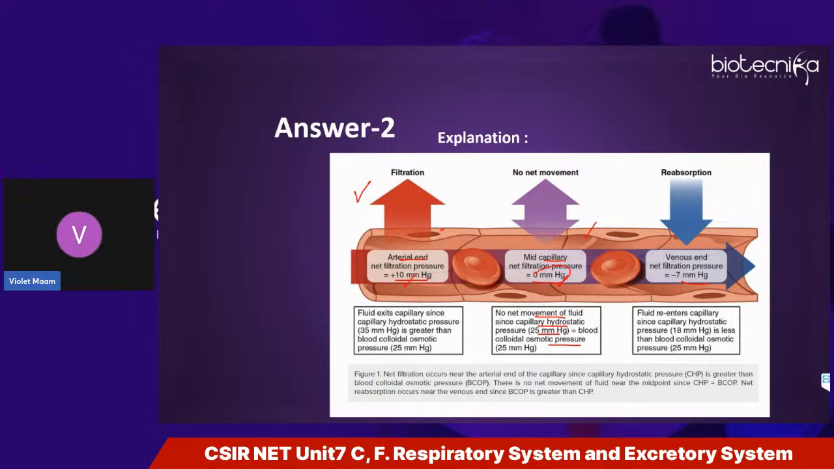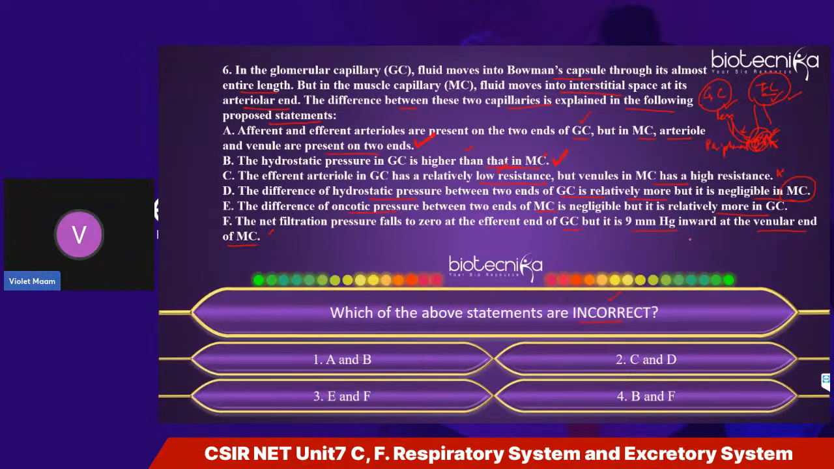So at the arterial end, the net filtration pressure is 10 mm of mercury. Fluid exits the capillary since capillary hydrostatic pressure is greater than blood colloid osmotic pressure. They have given you the values, so at the arterial end there will be filtration. But at the venous end, there is a negative pressure, minus 7 mm of mercury. Here the fluid will re-enter the capillary since capillary hydrostatic pressure is less than blood colloid osmotic pressure. As a result, at the venous end there will be reabsorption. Based on this, the statements have been written.